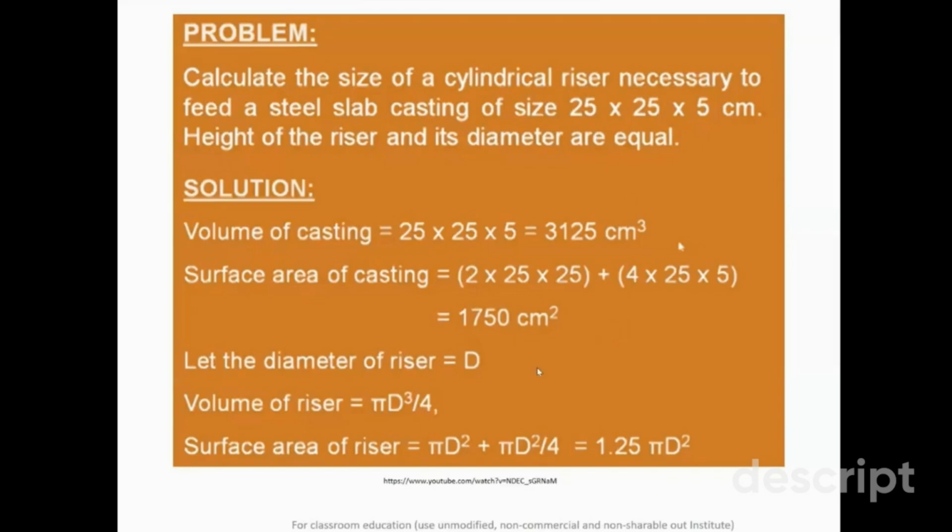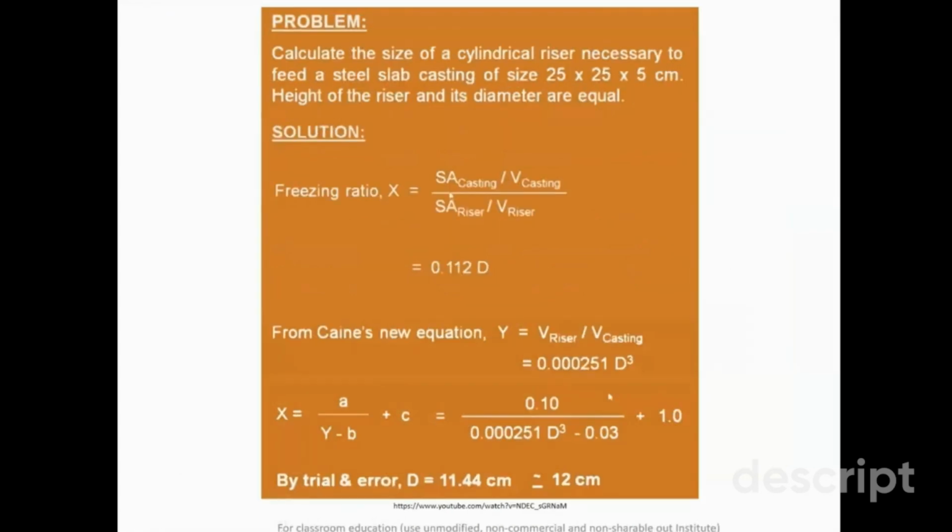Now you can calculate the diameter of the riser. Consider it as d. The volume of the riser is pi d cubed by 4, and the surface area is pi d squared plus pi d squared by 4, which equals 1.25 pi d squared. The freezing ratio equals the surface area of the casting divided by the volume of the casting, and the whole divided by the surface area of the riser to the volume of the riser. By calculation we get this to be 0.112 times d.